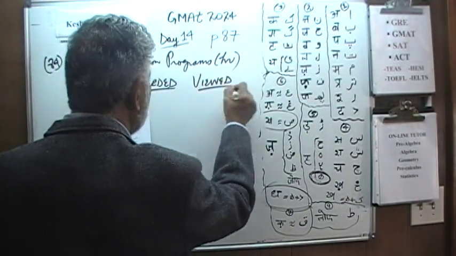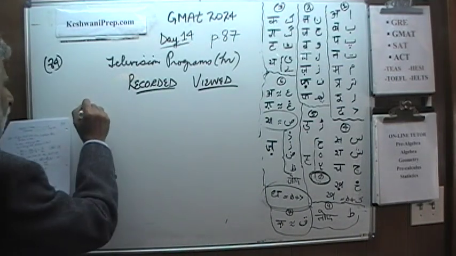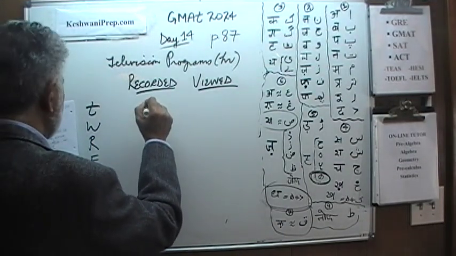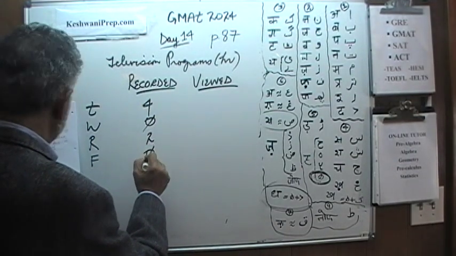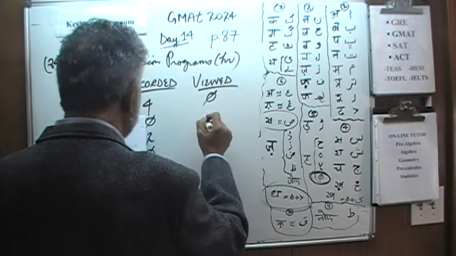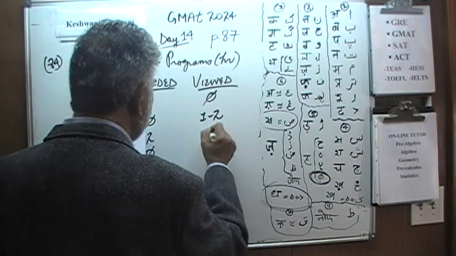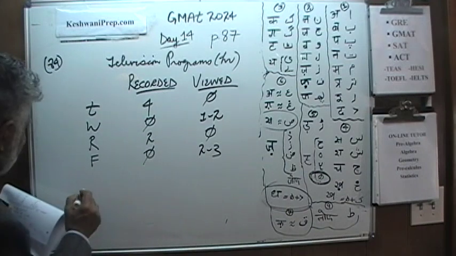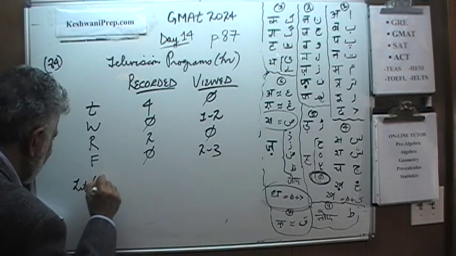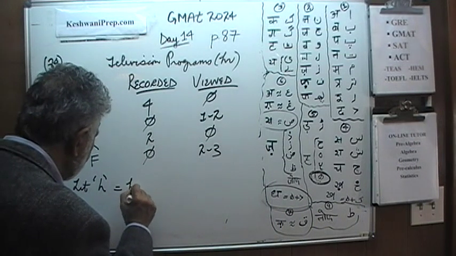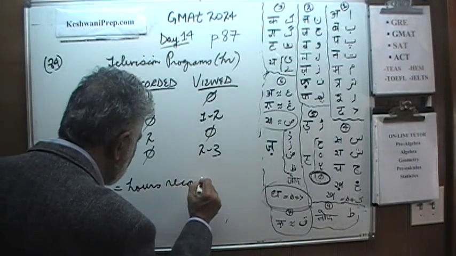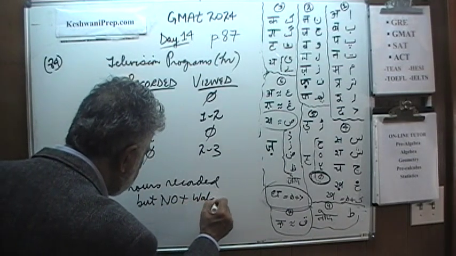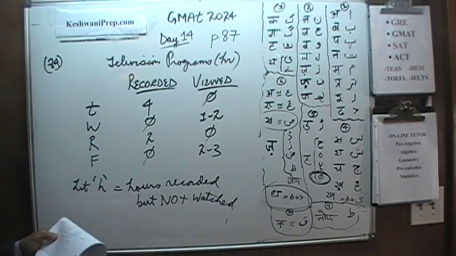hours that we watched. And here's the deal: 4 days, Tuesday, Wednesday, Thursday, and Friday. 0 to 1, 1 to 2, 0, and 2 to 3. This is a lot of writing here, and they're calling H the hours recorded but not watched, not viewed. And they're looking for the range.